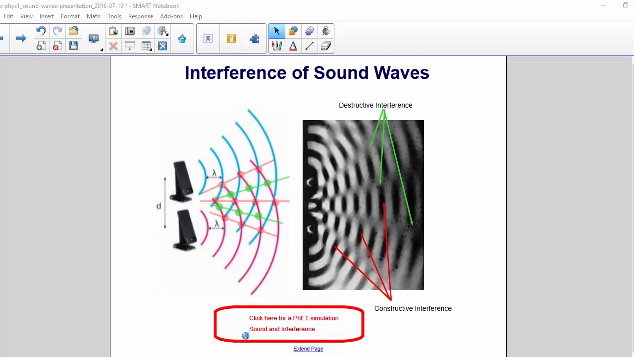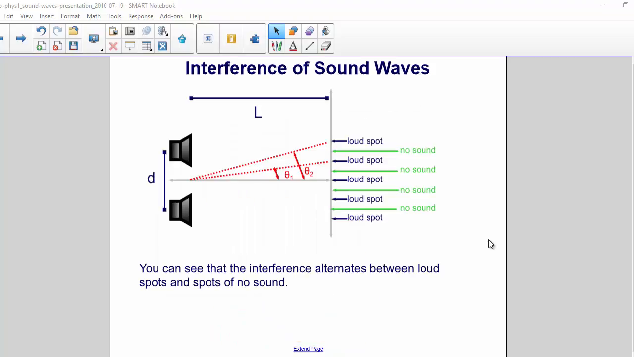Take a look at what constructive interference and destructive interference look like in this picture of waves on a ripple tank. You can see that the interference alternates between loud spots and spots of no sound.